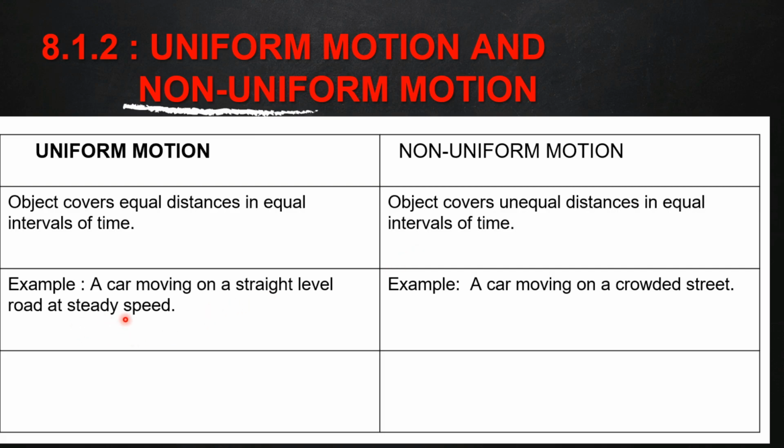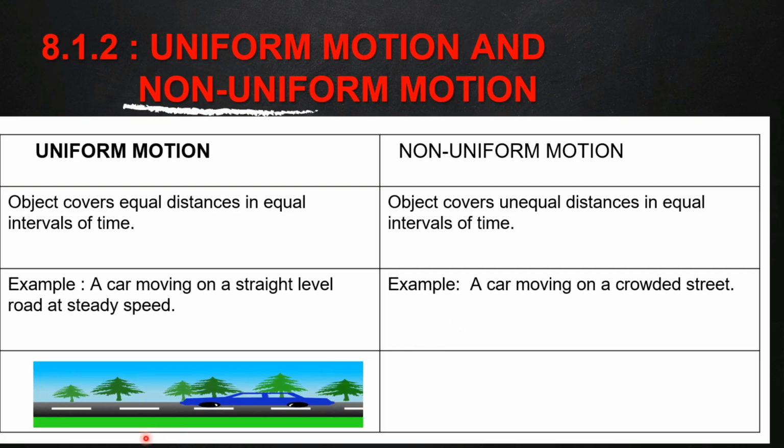Example for uniform motion is a car moving on a straight level road at a steady speed. The speed is not changing. Example for non-uniform motion is a car moving on a crowded street. Here the speed continuously reduces or increases.